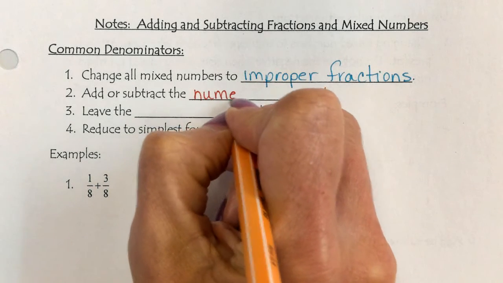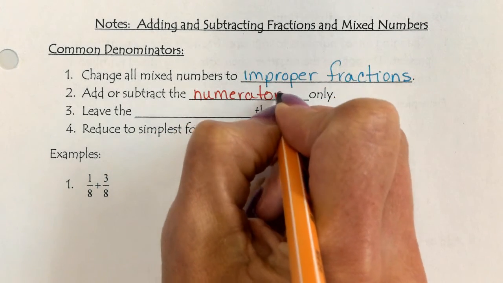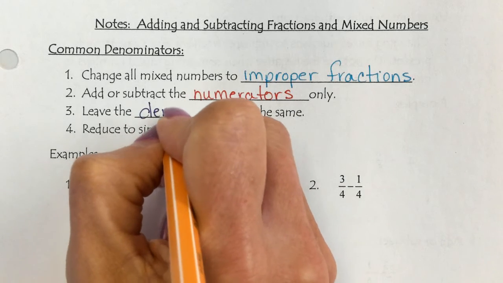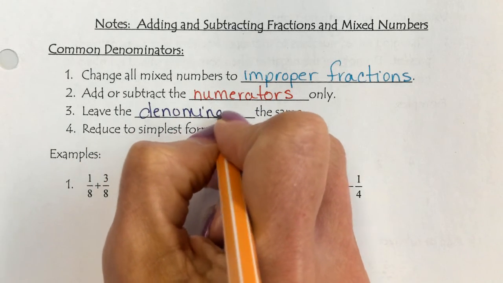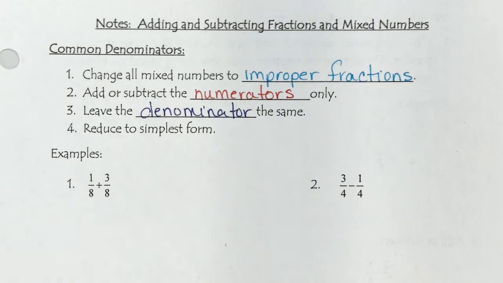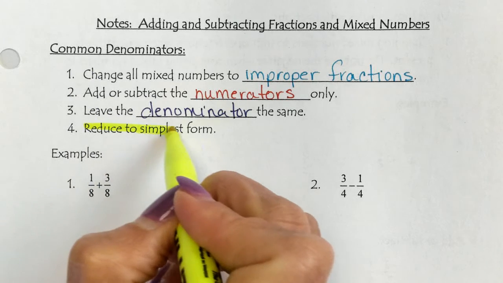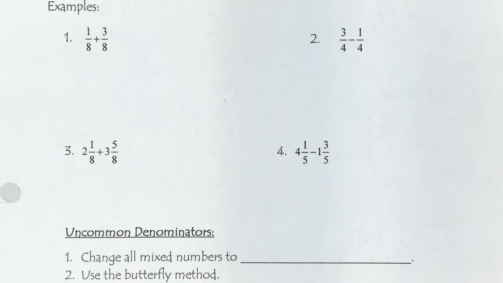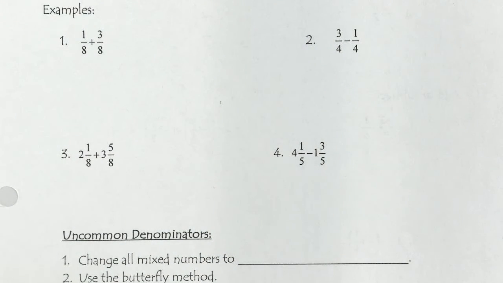That's the top number. Okay? And then you're going to leave the denominators the same, or the denominator, yes. Okay? And always, always, always, no matter what, you have to reduce to simplest form. All right? So that's what we're doing. All right, so first thing, examples here.